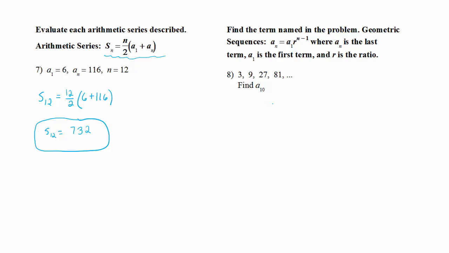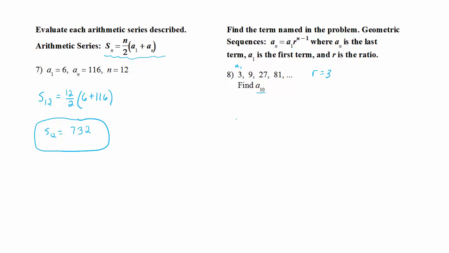On number 8, it says to find the term named in the problem. So they said find A of 10. So we're finding the 10th term. They give us the formula in the instructions. And they even tell us what the different letters in there mean, which is nice. One thing that they didn't tell us outright is what the first term and what R is. Our first term is 3, and then we look at what we're multiplying by to get each term. That's R. So in this case, R is 3.